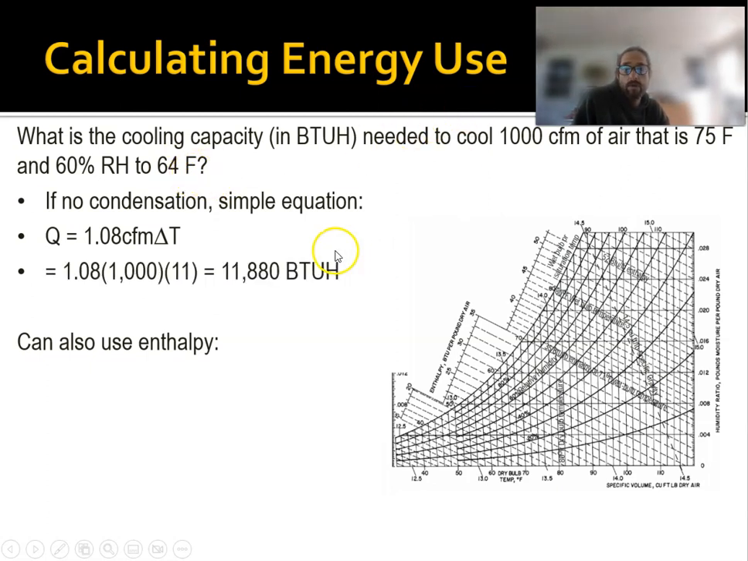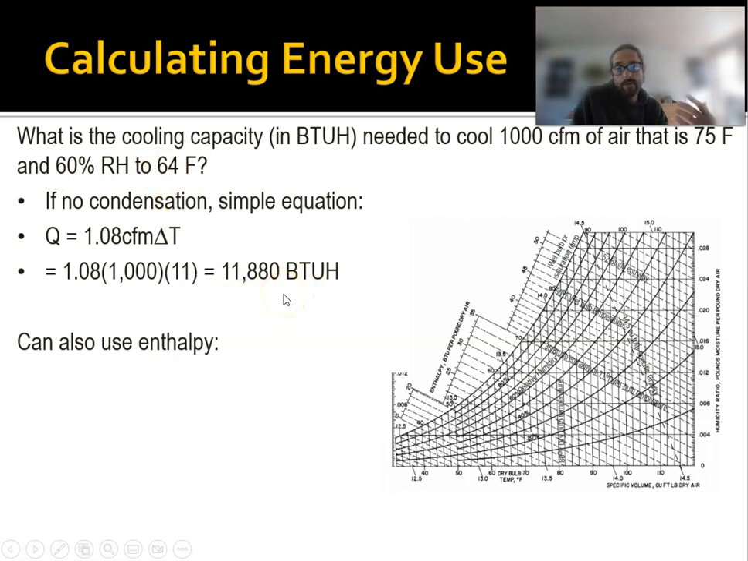And we can use this very simple equation: 1.08 times CFM, which is 1,000, times the delta T, which is 75 minus 64. That gives us 11, and so 11,880 BTUH. BTUH is BTUs per hour. Okay? So if I want to cool 1,000 cubic feet per minute of air from 75 degrees Fahrenheit at 60% relative humidity to 64 degrees, it's going to take about 12,000 BTUs per hour.